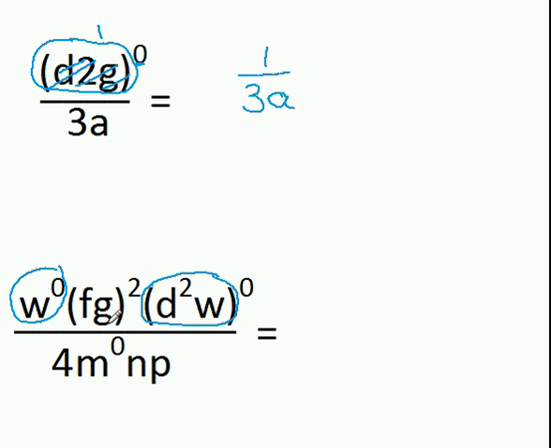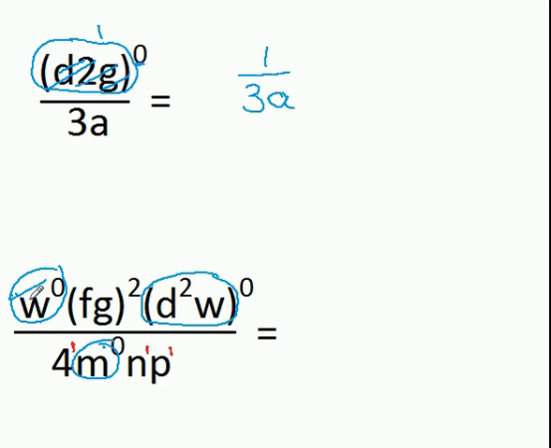This 4, it doesn't have an exponent, but we know that anything that doesn't have an exponent has an exponent of 1, so we can put little 1s on each of those parts down there. So, the 4 stays, the m to the power of 0, that's going to go. The n stays, and the p stays.